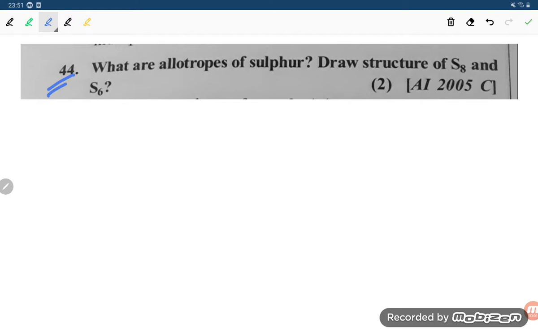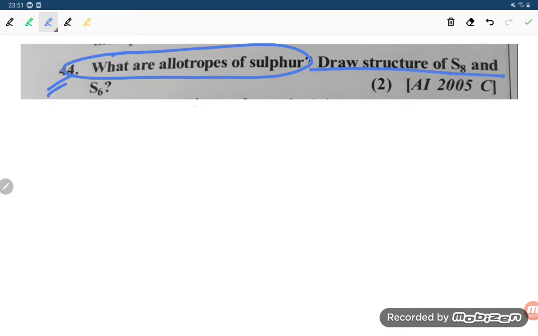This is from the NCERT problem, student group 16. They are asking what the allotropes of sulfur are. The existence of any element or molecule in different forms is known as allotropes, students. They are also saying to draw the structure of S8 and S6.